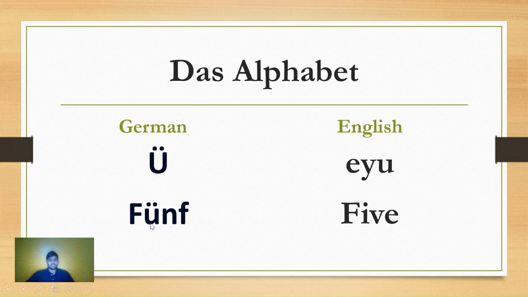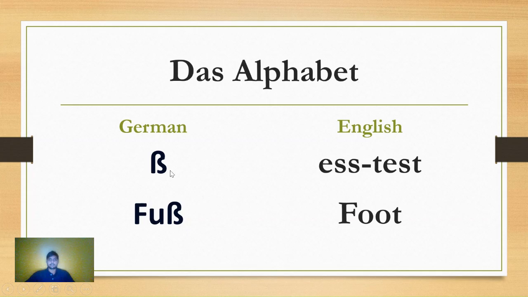So how will it give the sound? Fume means five. It is a beta sign, but it is called set. But it sounds like a double S. Foos, food. So we have learned all these 30 letters.